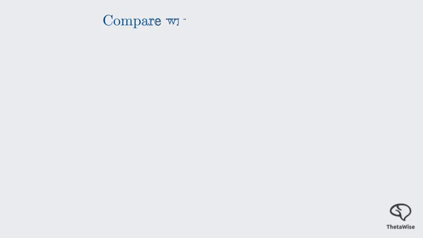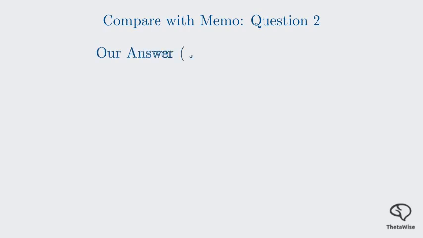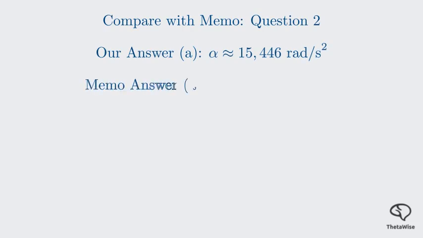Now let's compare our solution for question 2 with the memo's solution. We'll go through each part. For part A, the angular acceleration, our answer was about 15.446 radians per second squared. The memo's answer is 4.9117 pi. If we calculate 4.917 times 3.142, we get 15.446. The answers are the same.